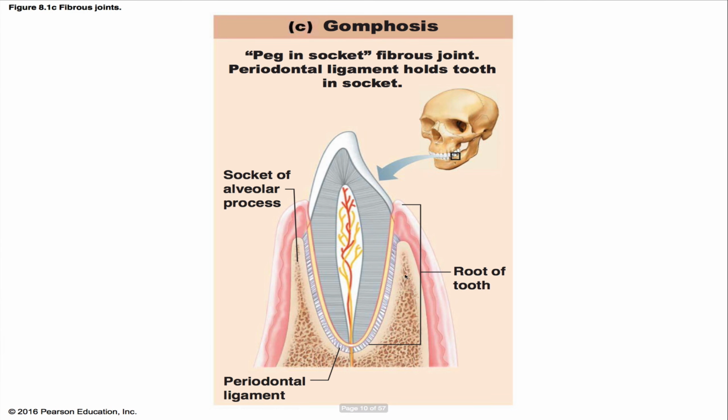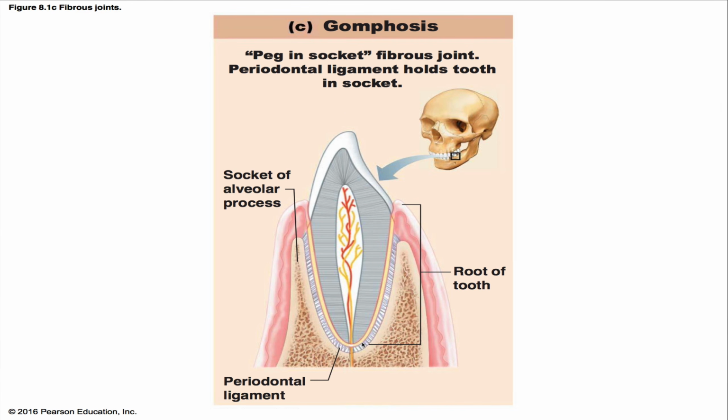So when you look over here, here's your tooth right over here. And now this is a mandible. So this is your lower jaw that we're looking at. And this is the alveolar process. And so what's holding these two bones together are these periodontal ligaments.